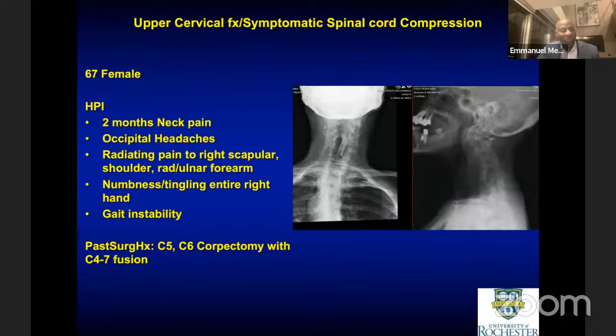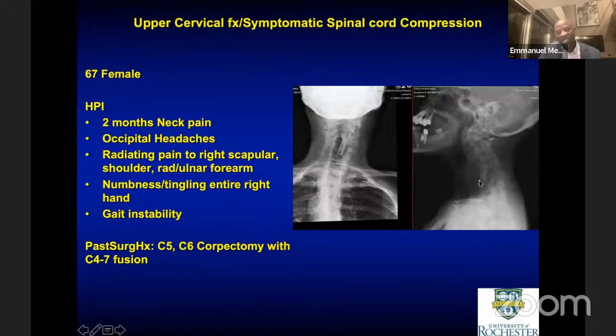The first patient is a 67-year-old female who sustained a fall. She said she was walking her dog and the dog pulled her, a tiny little dog, and she initially presented to one of our neurosurgery colleagues. We have a great relationship with our neurosurgery colleagues. From there she was referred to one of my senior partners, because he had performed corpectomy surgeries on her.